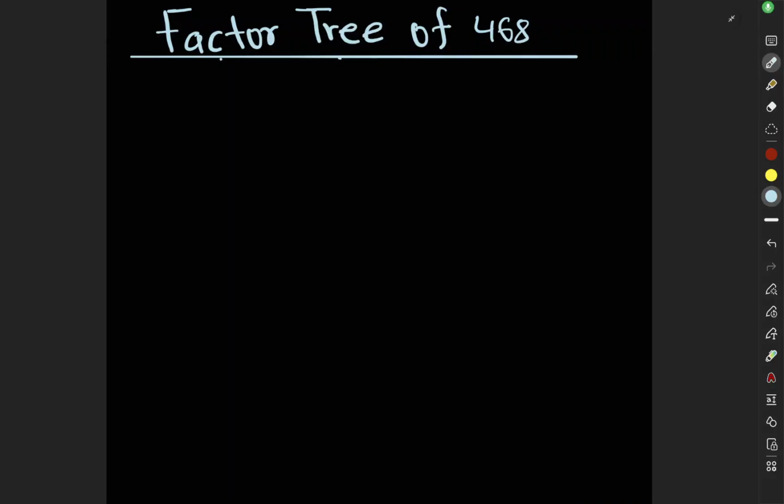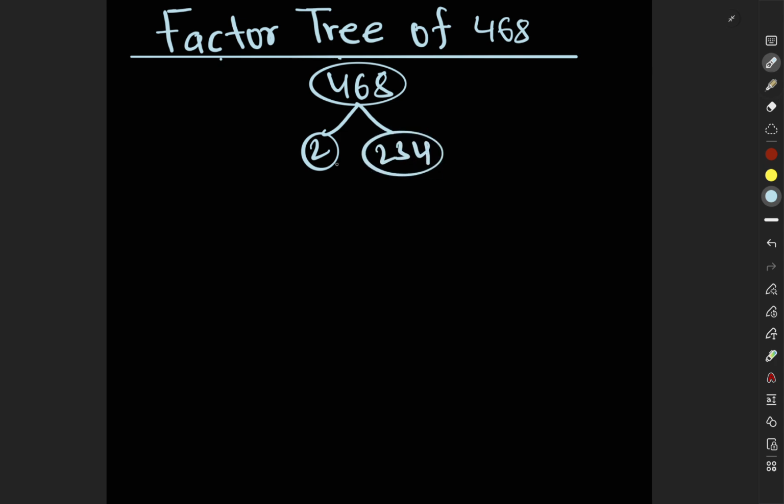Prime factorization of 468. So 468 can be written as 2 and 234. So 2 times 234 means 468. 234 can be written as 2 and 117. So 2 times 117 means 234.